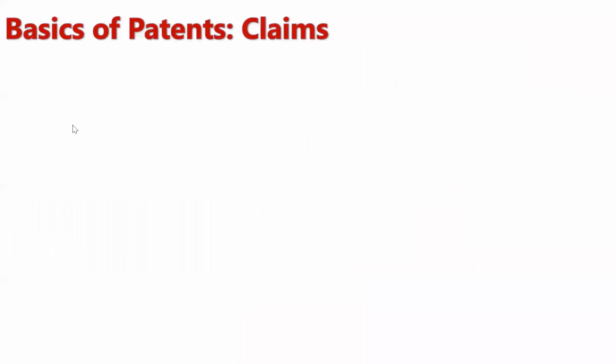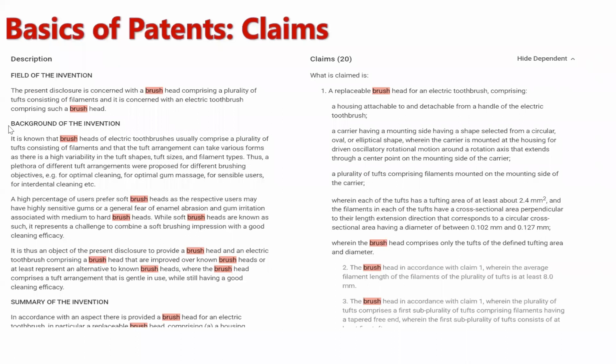So you see the field of the invention. This is the example I am showing you here. Then the background of the invention, summary of the invention, and claims. This is very important: whatever claim you are writing here, it should be unique.